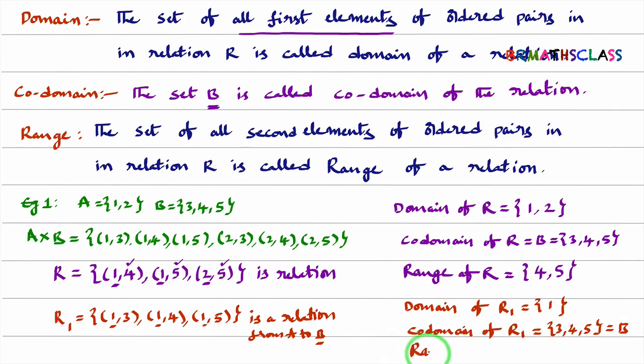Now I'll write the range of R1. As per the definition, the range is the set of all second elements of ordered pairs in the relation. You observe here in R1, the second elements of the ordered pairs are 3, 4, 5. So its range is {3, 4, 5}. Luckily, in this problem, the codomain and range of this relation are the same, but it is not necessary for every problem. For this relation, the codomain is the same as the range.